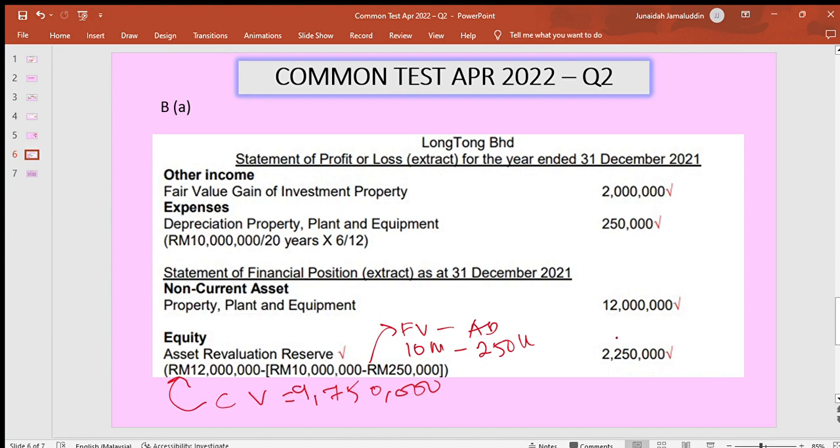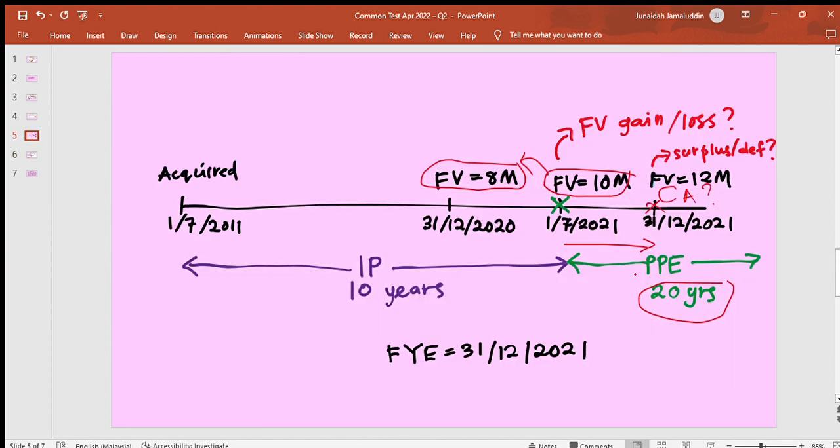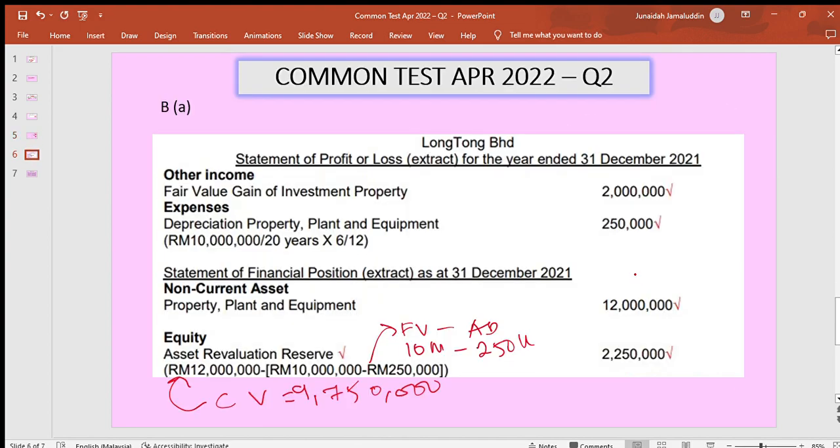2,250,000. And don't forget, we also need to disclose PPE under non-current asset. Under non-current asset, we have to disclose the PPE at its fair value, 12 million, as at 31st December 2021. So the fair value of the PPE is 12 million. Alright.